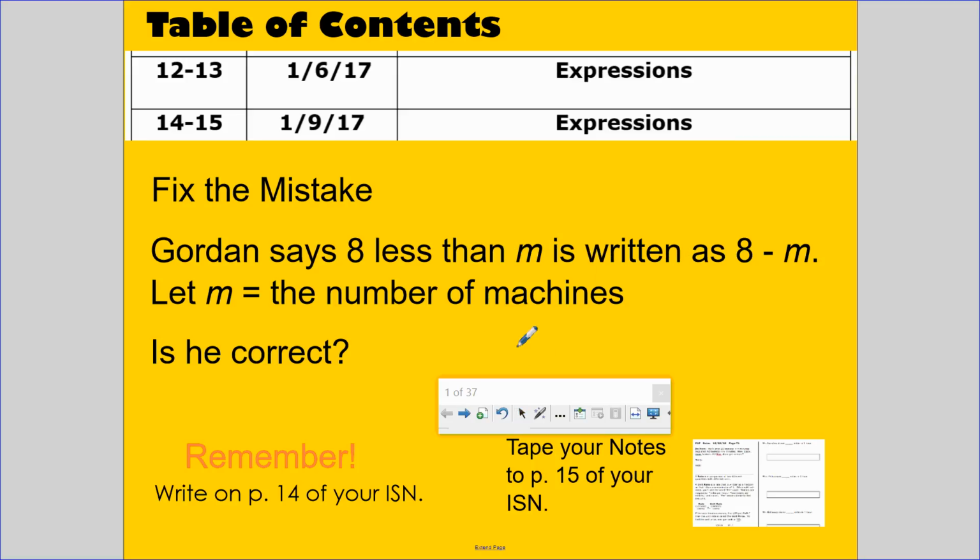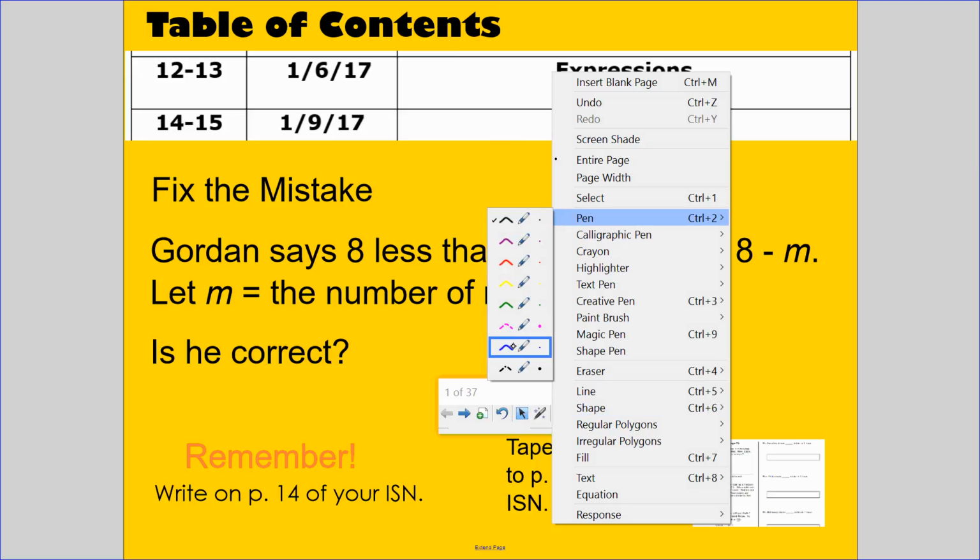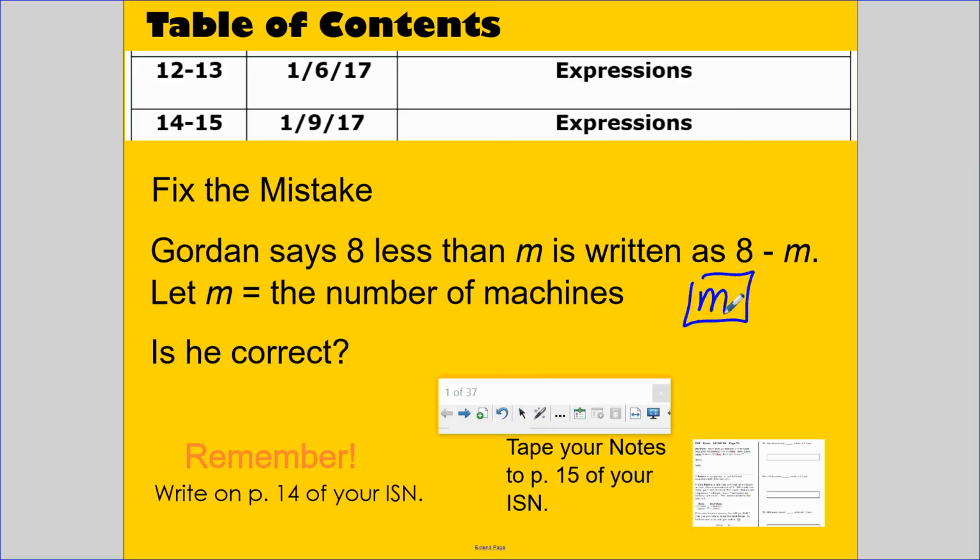Let's use blue this time. So we have the machines. There are 8 less than those machines. So you're taking away 8 from the number of machines. So you have the machines, you're taking 8 from it. So he is not correct because we know the number of machines is 8 less than those. So if there are 10 machines, 8 less than that would be 2. So you're taking 8 from the number of machines, 8 less than the number of machines you started with.